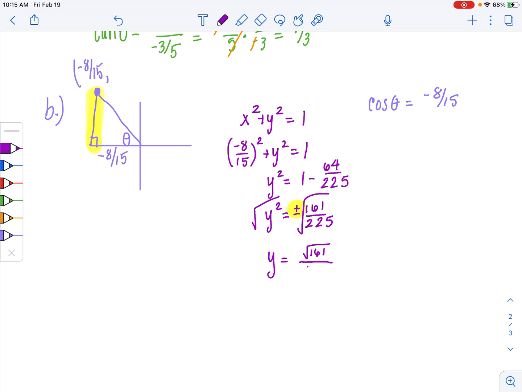But the square root of 225 is 15. So hey, that's not horrible. Not great, but not horrible. That right there is going to be your sine. Root 161 over 15. That's your y value. Since it's your y value, it's also your sine value.